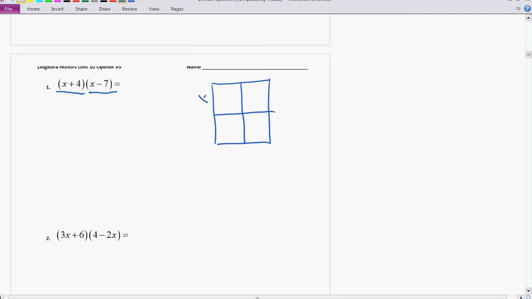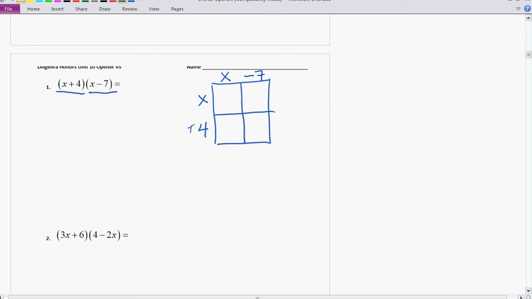So we have something that is x plus 4. In other words, this length is x and this length is 4. This length here is x. This length here is -7. Now obviously you can't have -7 lengths, but we could think of it that way, right? Because together this side is x minus 7, this side is x plus 4, and now we're multiplying them, which means we're finding the area of a rectangle that's x plus 4 by x minus 7.